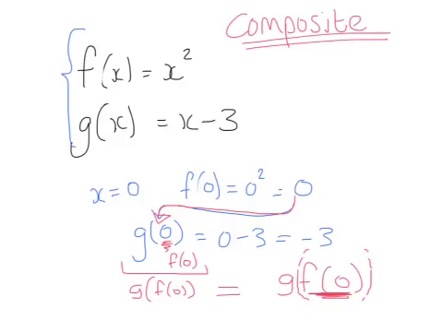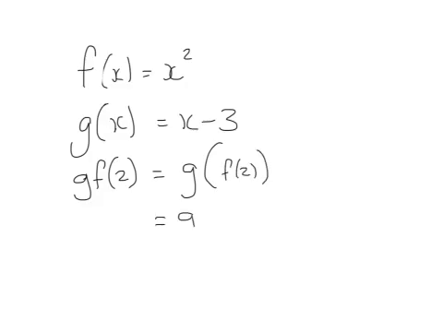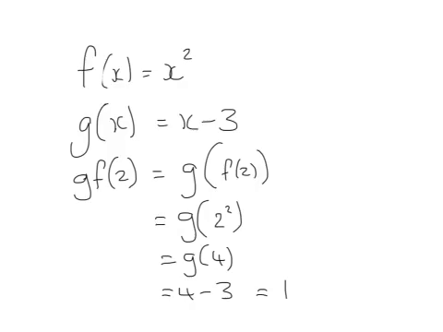So let's clear this and have a go, see what it would look like in general. So let's do g of f of 2. So this means we're doing g to f of 2. What is f of 2? It is 2 squared. That was easy. It's 4. g of 4. Now, what is g of 4? g of 4 is 4 minus 3. So overall, 1. Pretty simple, right?